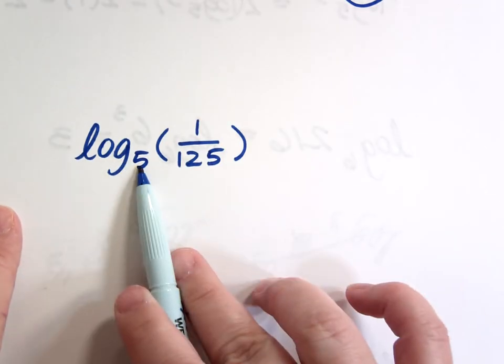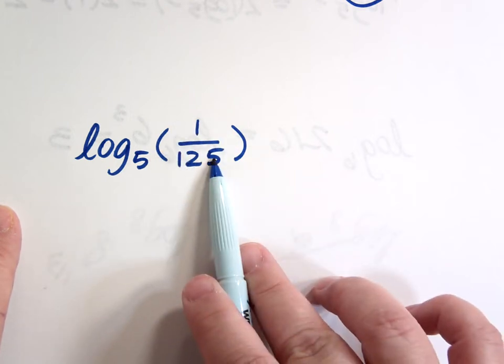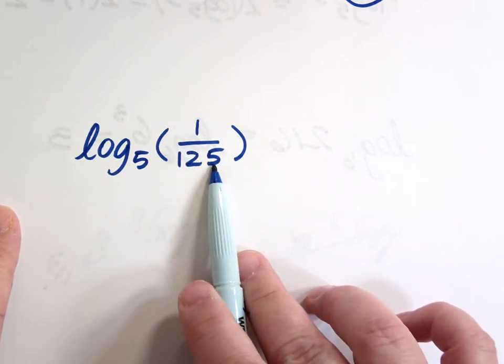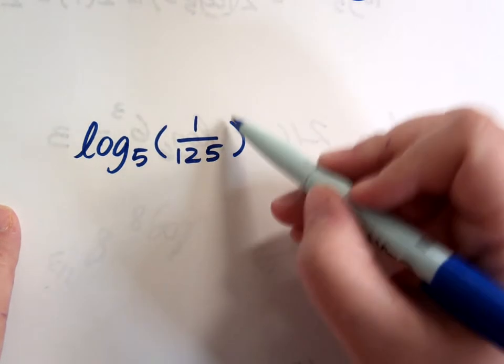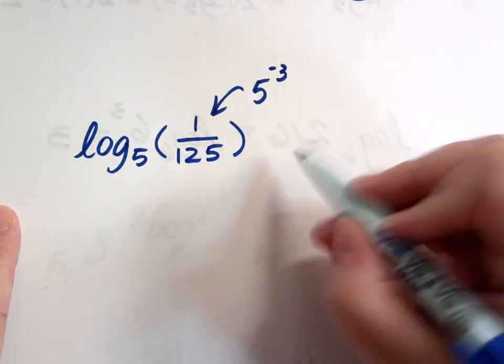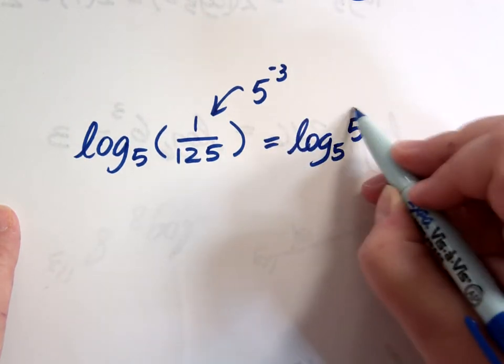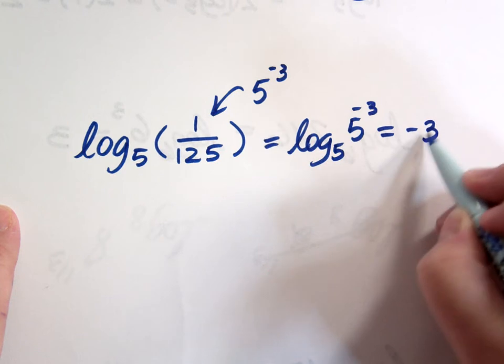log base 5, I have to decide whether this can be written as 5 to the something that's negative. So basically, is 125 a power of 5? It is. 5 times 5 times 5. 5 cubed is 125. So I can rewrite this whole thing as 5 to the negative 3. So I've got log base 5 of 5 to the negative 3, and so my answer is negative 3.